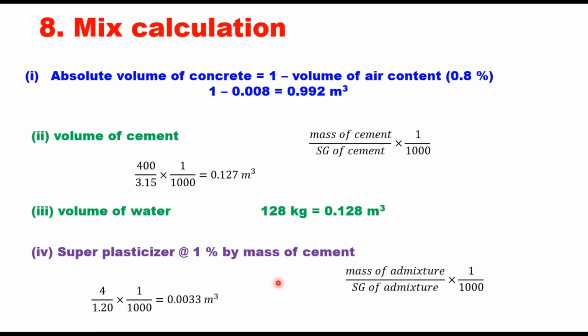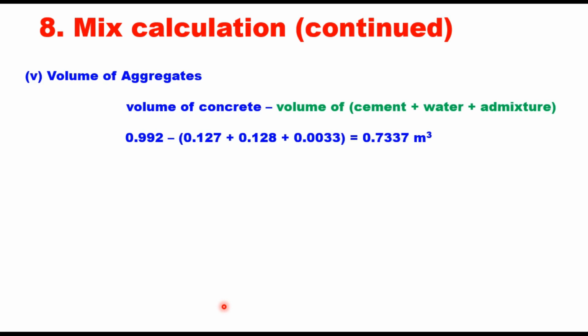Superplasticizer will be 1% by mass of cement, and therefore its volume will be mass of admixture upon specific gravity of admixture into 1 by 1000. So for 400 kg, 1% is 4 kg divided by its specific gravity 1.2, let us say, that comes to 0.0033 meter cube. Then comes the volume of aggregate. Volume of aggregate would be volume of concrete minus volume of cement plus water plus admixture. That is 0.7337 meter cube.